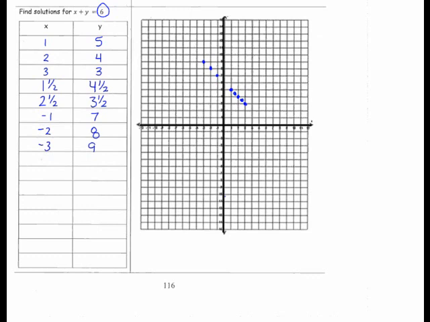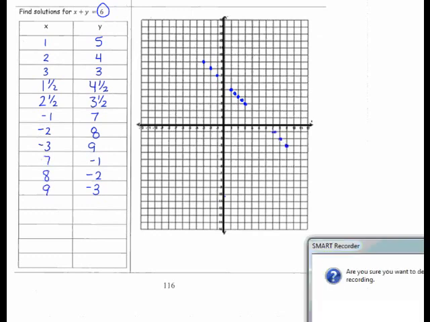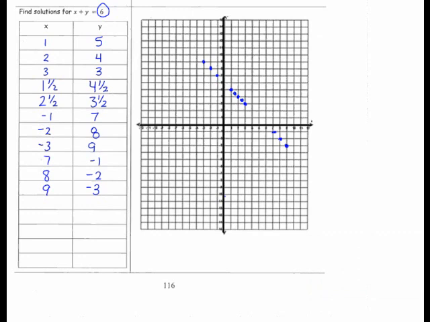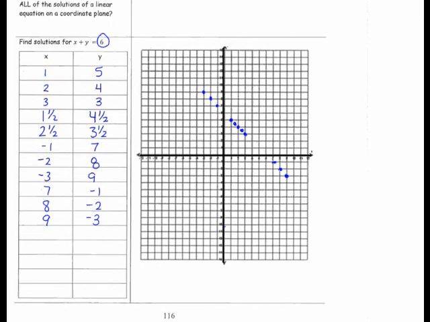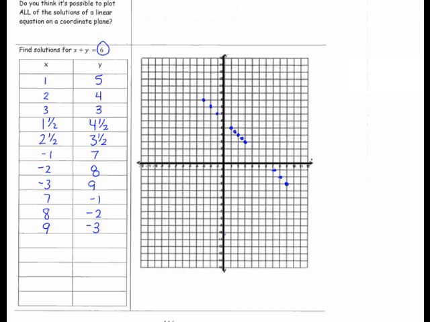What if the y values were negative? Let's let y equal -1, -2, and -3, and this time solve for x. Then graph those points. Based on all of the ordered pairs that we have found, I am convinced that the graph of this equation is a line. The question said, do you think it's possible to plot all of the solutions?